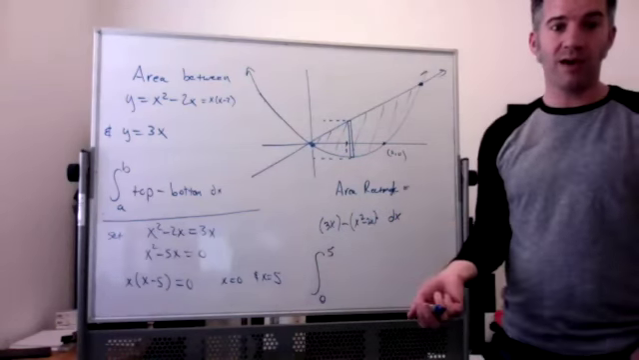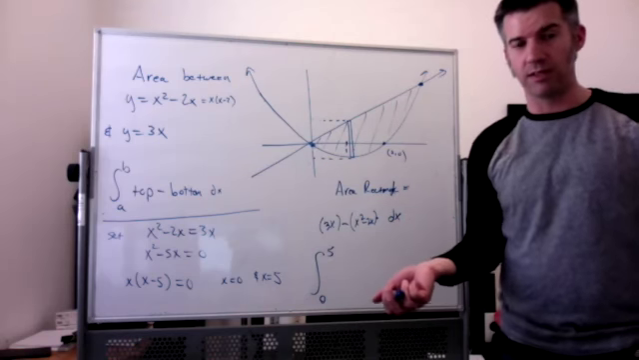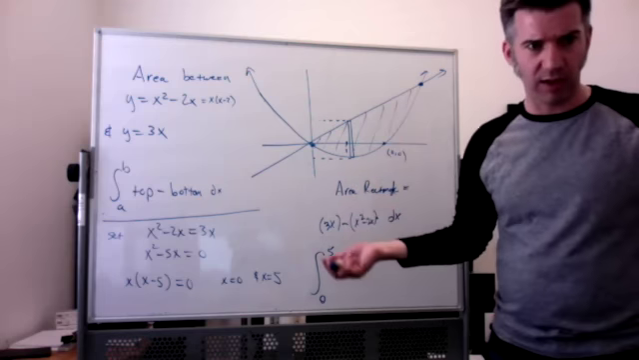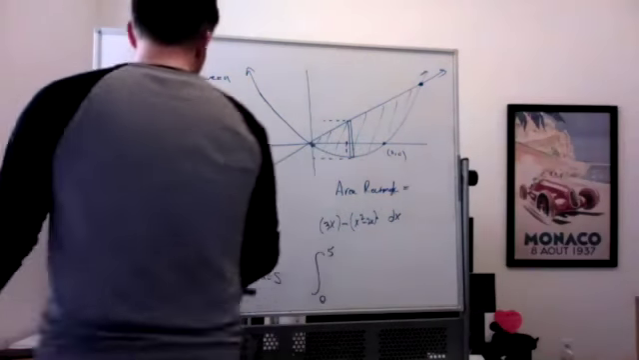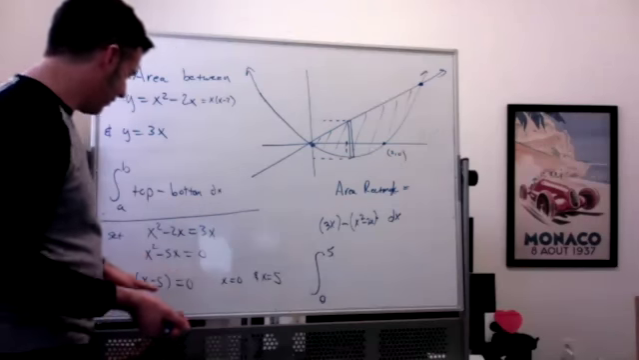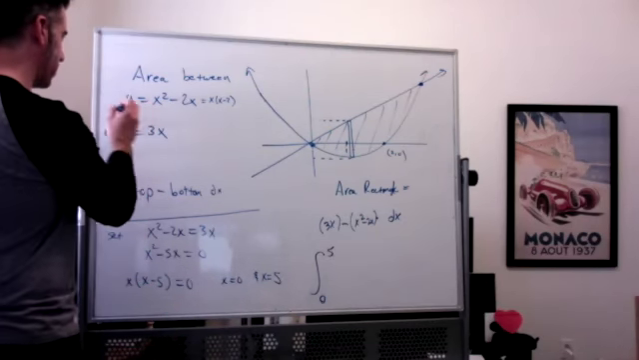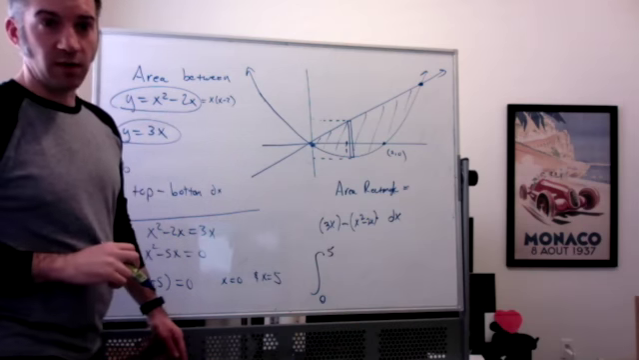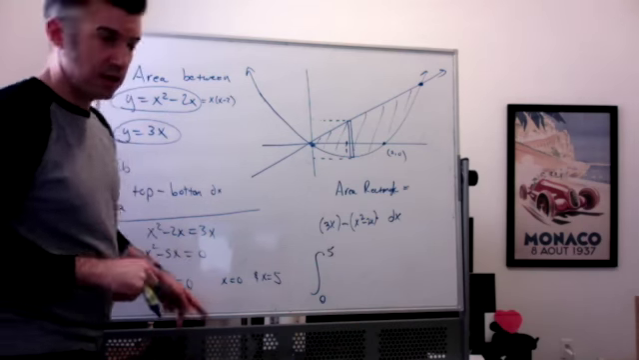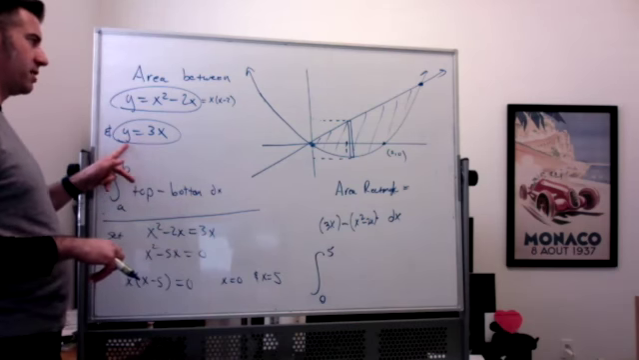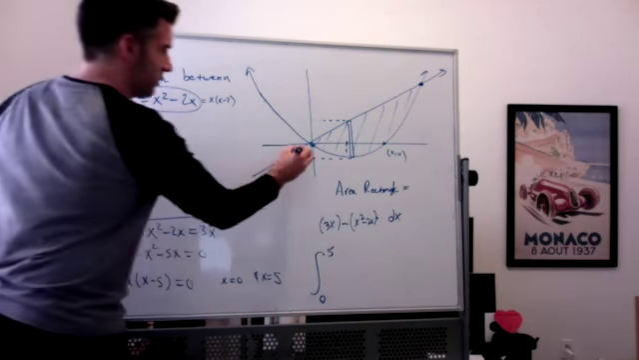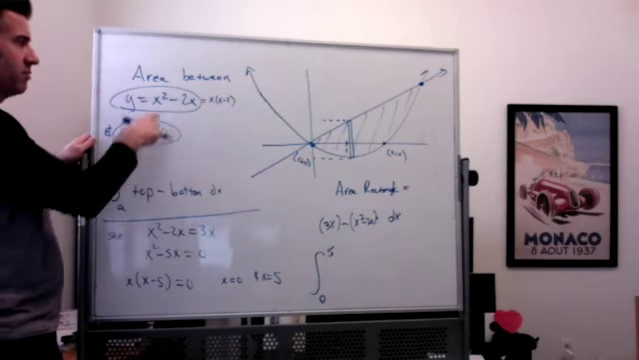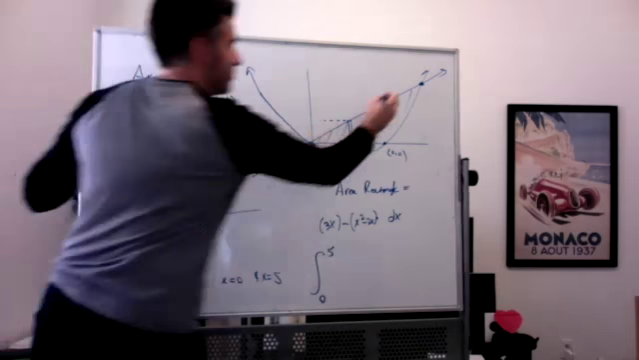Now, how can we tell which function is the top function, or the one that's further in the positive y direction? Well, these functions, x squared minus 2x and 3x, have the same value at these two points. So when x is 0, y is 0. So we get the point 0, 0. When x is 5, y is 15.